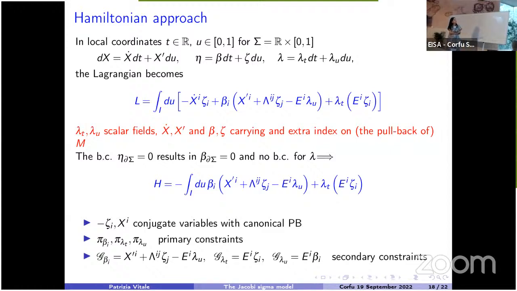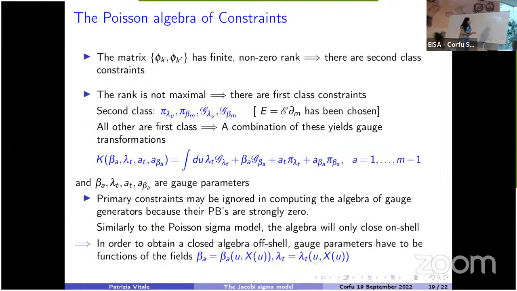This is now the Hamiltonian. This will be again a constrained system. X and beta are again conjugate variables, as we can see from the Lagrangian. But now we have more primary constraints, and we have more secondary constraints. These two are new. So we did the Dirac analysis of constraints. And what we find is that now we have second class constraints that we have to get rid of. And these are the second class constraints. Well, this is just a technical comment, not useful for the moment. All other constraints are first class.